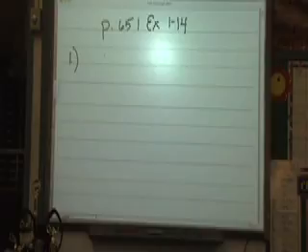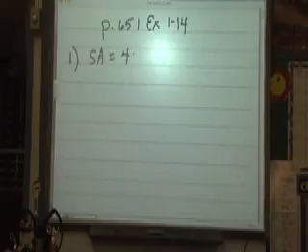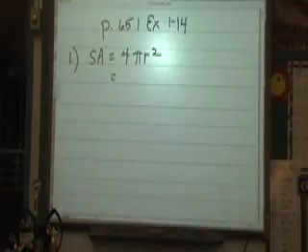Surface area. Of what? A sphere. Alright, what's the formula? I say equals 4 pi r squared. And that circle or that ball there, what should I use for pi? 3.14.